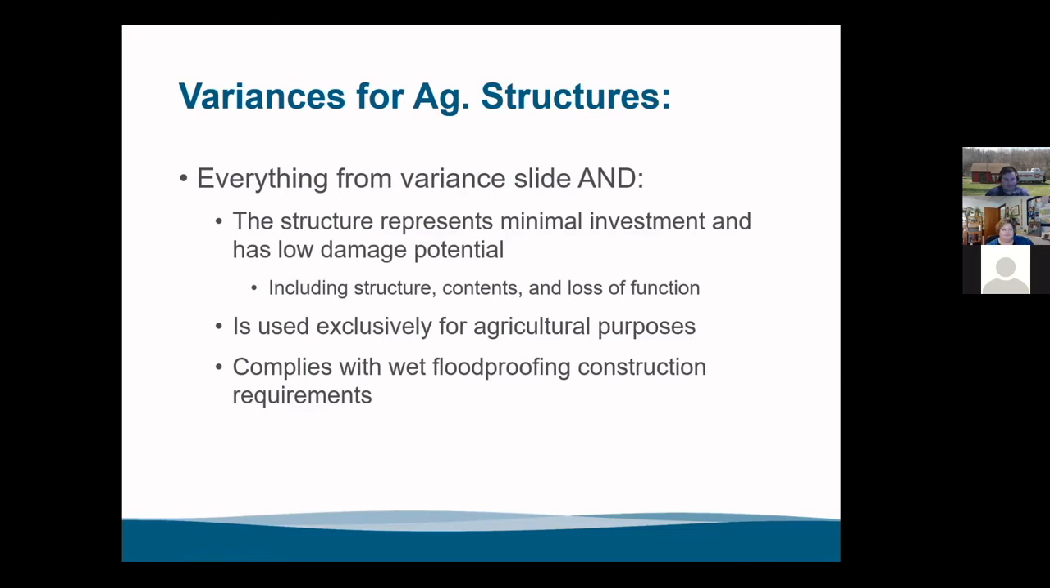For agricultural structures, it's everything from that variance slide, and the structure represents, again, a minimal investment and has low damage potential. They've proven that it's going to be used exclusively for agricultural purposes and complies with those wet flood proofing construction requirements, as well as they've proven, again, it won't cause any additional threats to the community. Everything on that variance slide has to apply here on top of this.